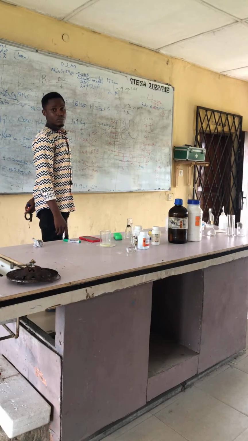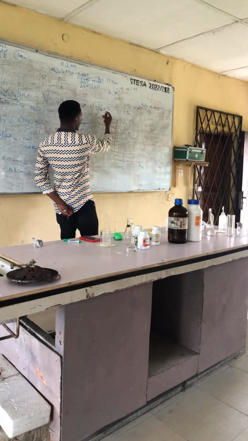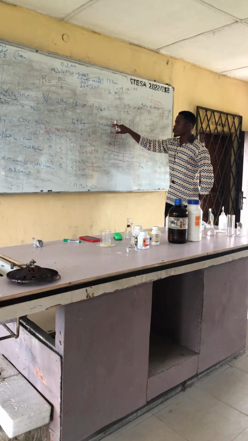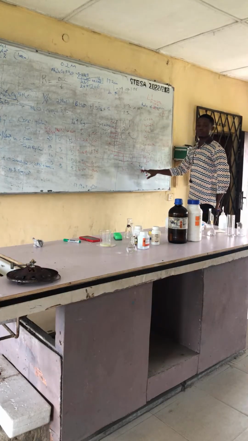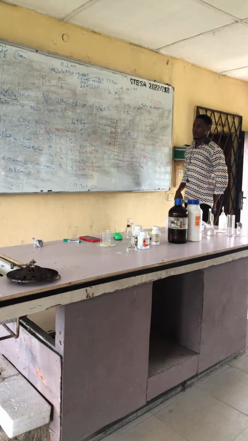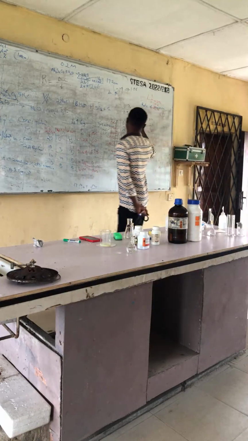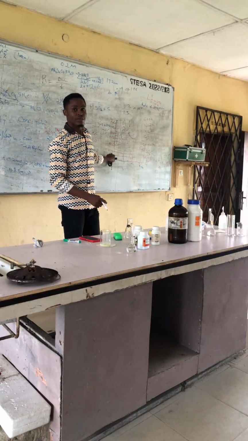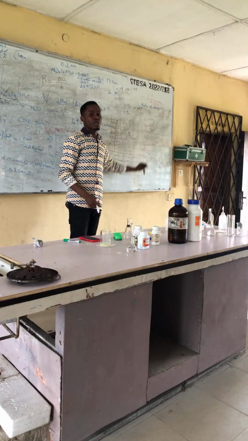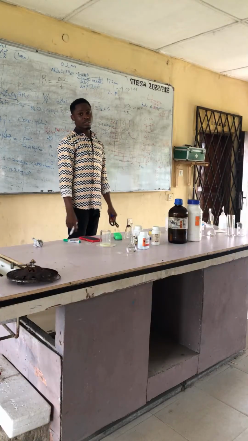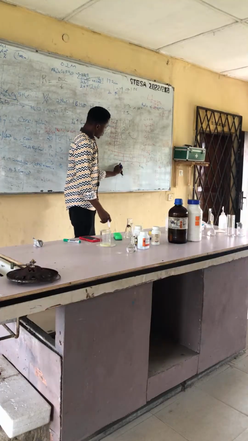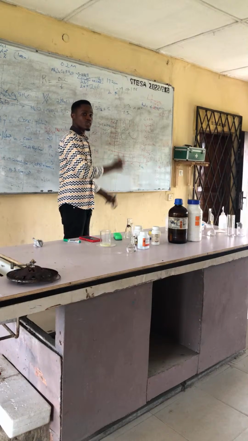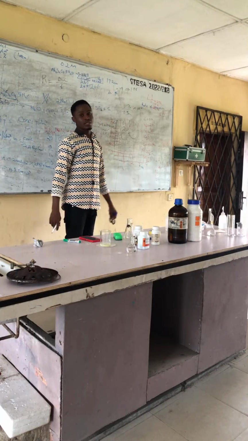If you want to title it, how will you title it? I will title it a graph of concentration against time. At what scale? At a scale of 0.5 representing 2 cm at the concentration axis, while 1 second represents 2 cm at the time axis.